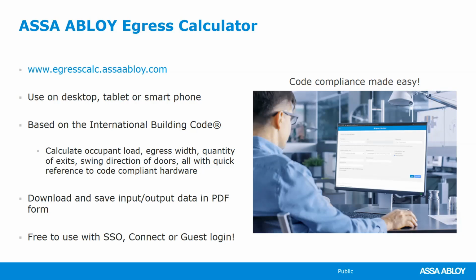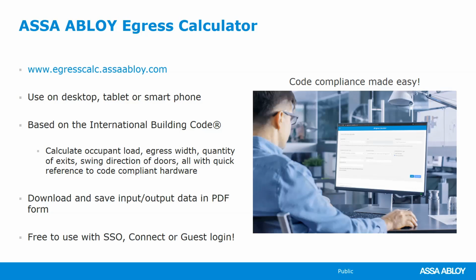Also, our instructor, Katie Flower, created this Assa Abloy egress calculator years ago. And last year, it was officially put into a very easy to use app. With this app, you can calculate occupant loads, egress widths, quantity of exits for your project, and swing direction of doors if you want to make sure that you stay in code compliance. And once you do that, you can download input and output data using PDF. So it's a fantastic tool.